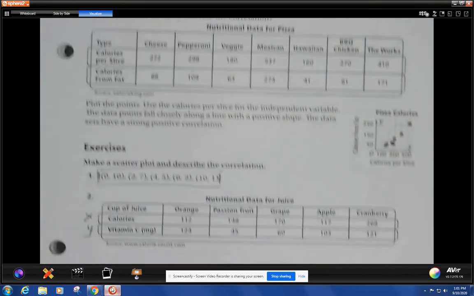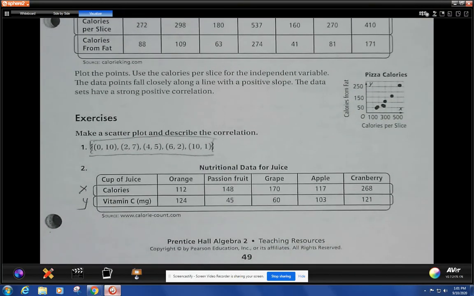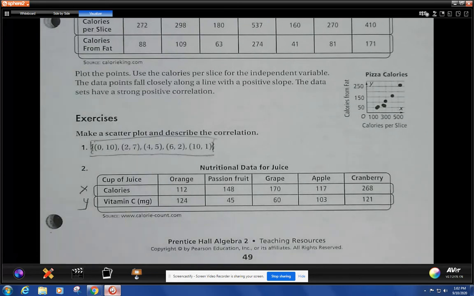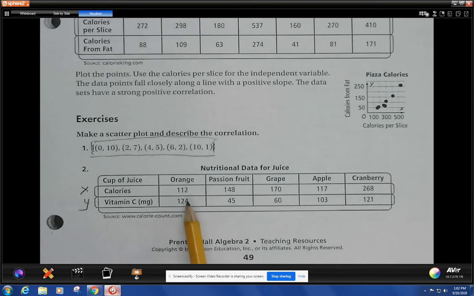Let me go back to that question real quick. Describe the correlation. Well, there is no correlation, and we can say with confidence that the vitamin C does not depend on the calories. It can go either way. So in other words, something can have a whole lot of calories yet not be near as big in vitamin C as maybe something else that has lower calories. So there is no real correlation there. So that would be your answer.